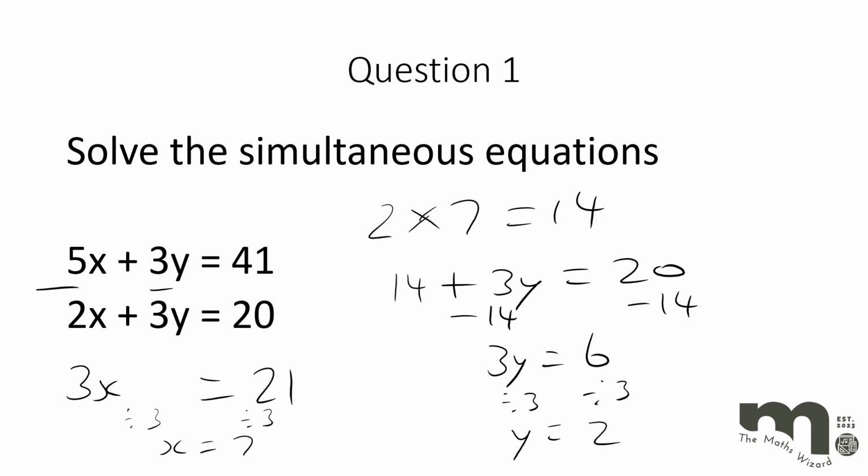We can do a bit of substitution with the top equation if you want to check that that's correct. So 5 times 7 is 35 for the first bit. 3 times 2 gives you 6, and you can see that 35 add 6 does indeed give you 41. So that shows that it's correct because x and y are the same in both equations.